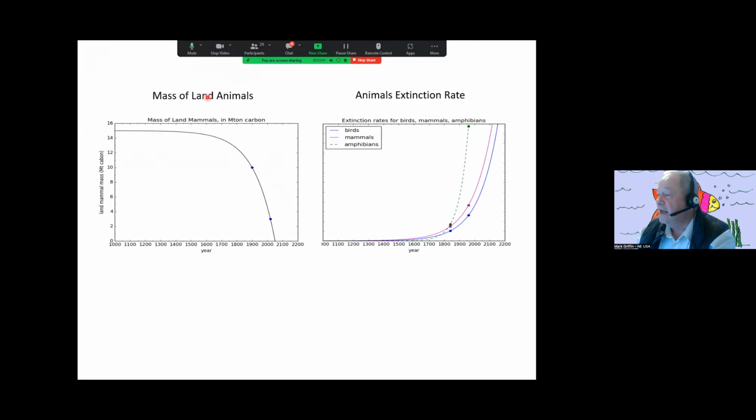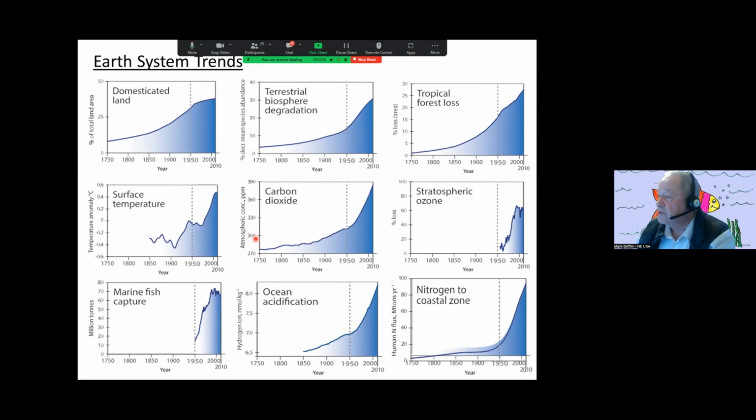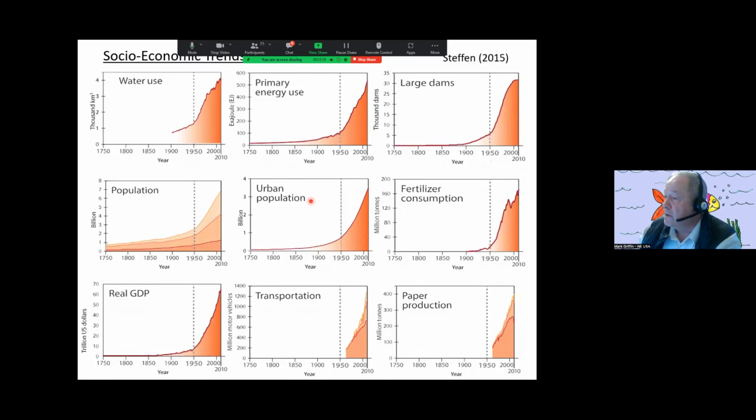But you got massive land animals, and animals' extinction rate is the same thing. But one is drawn one way, one is drawn the other way. These are both hockey stick graphs, but one is meant to point in the right direction. These are Earth system trends. They're all kind of showing the hockey stick graph. They all mirror it. 1750 was the beginning of the Industrial Revolution, but 1950 to present is what's known as the Great Acceleration, and this is where we see the blade of the hockey stick. Okay, social economic trends. You got water use, energy use, fertilizers, per population. They're all going up like a hockey stick.